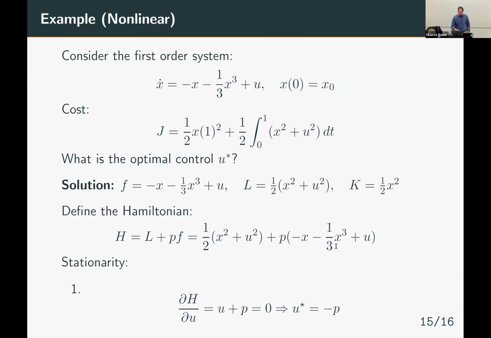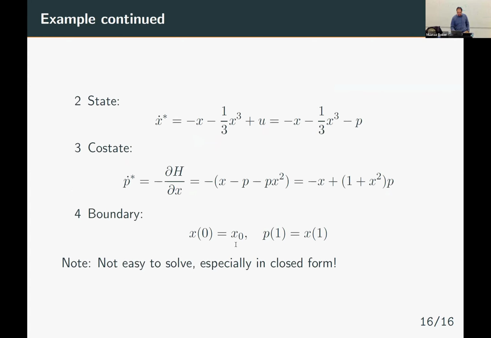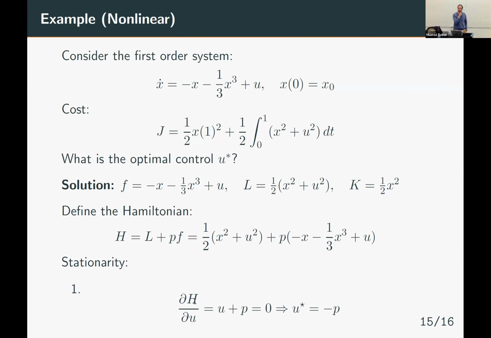In this case, I'm going to start with the last condition and work my way back. Take the derivative of the Hamiltonian with respect to U and equate it to 0. If you differentiate with respect to U, you end up with U from here plus P from here, the only term being PU. So you have U plus P equal to 0, or U star. We're solving for U star here.